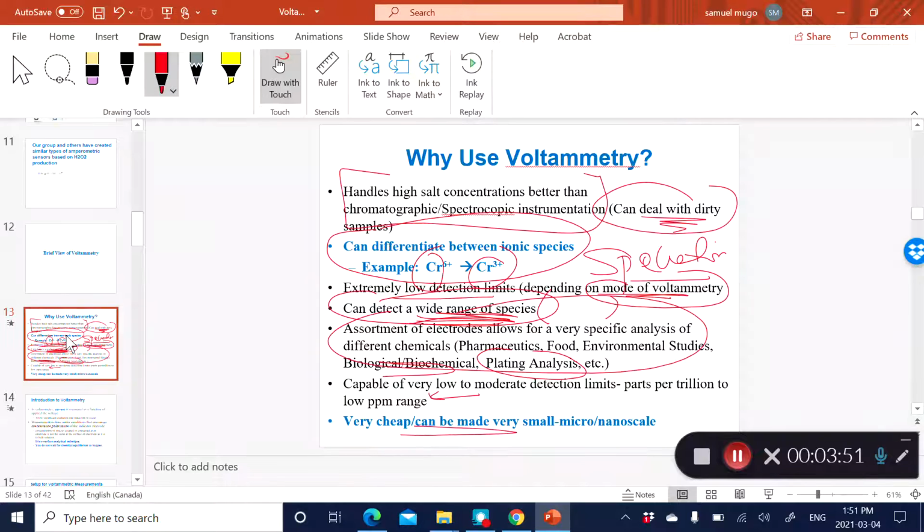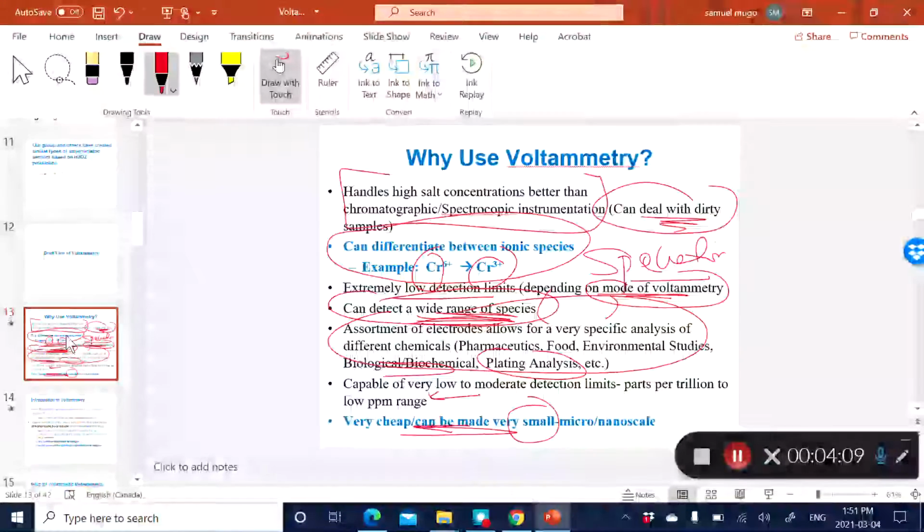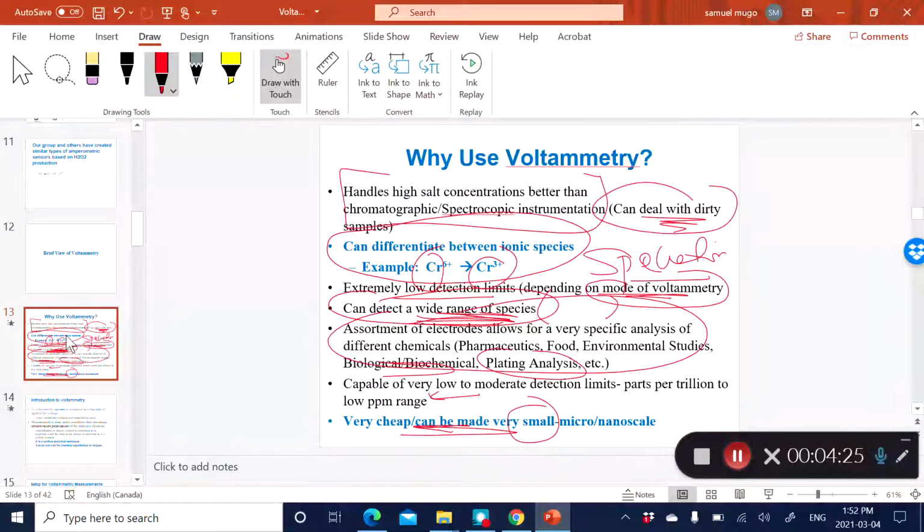And lastly, it can be very, very cheap, and you can make it very, very small into micro scale or nano scale, meaning you can actually do in vivo analysis. So you've got a zebrafish and you want to study the behavior of, say, the brain of a zebrafish when you expose it probably to different types of chemicals. You don't need to kill the zebrafish. Actually, you can use nanoscale electrodes, and that way you can do real time, in situ and in vivo detection of chemical species in their native environment.